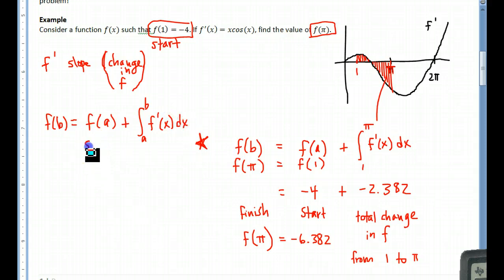So again, this is where you start, and where you finish all depends on how much total change there was. Okay?